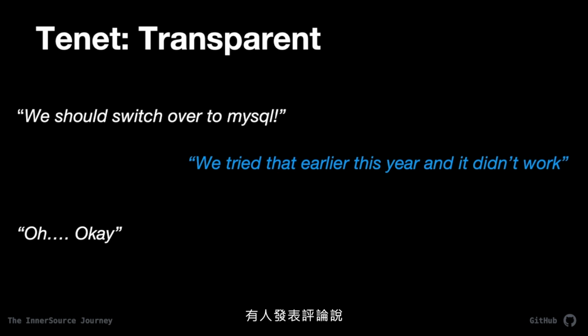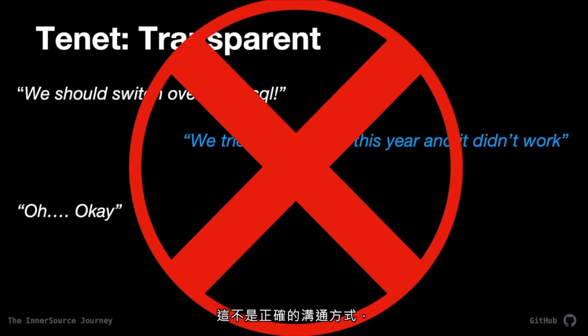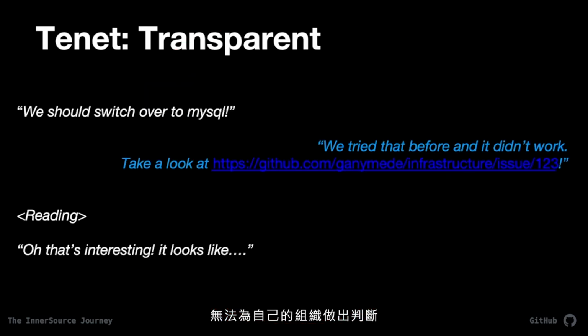Take this example. Somebody makes the comment, we should switch over to MySQL. The response is, we tried that earlier and it didn't work. Okay, there's something that's missing here. This is not the way that communication should happen, because without the transparency, people don't understand why that decision was made and may either then dismiss it and lose sight of a valuable learning, or they might not have the context they need to make their own decision for their own organization.